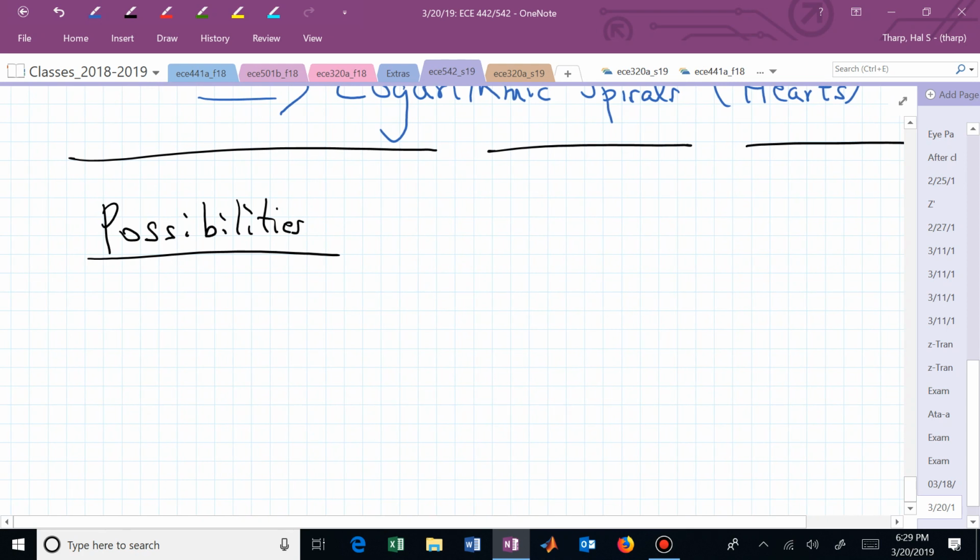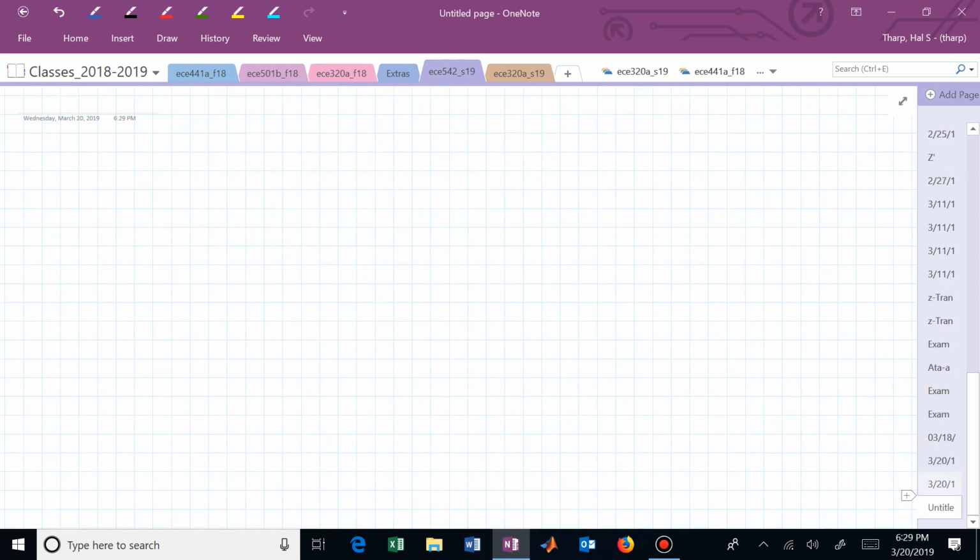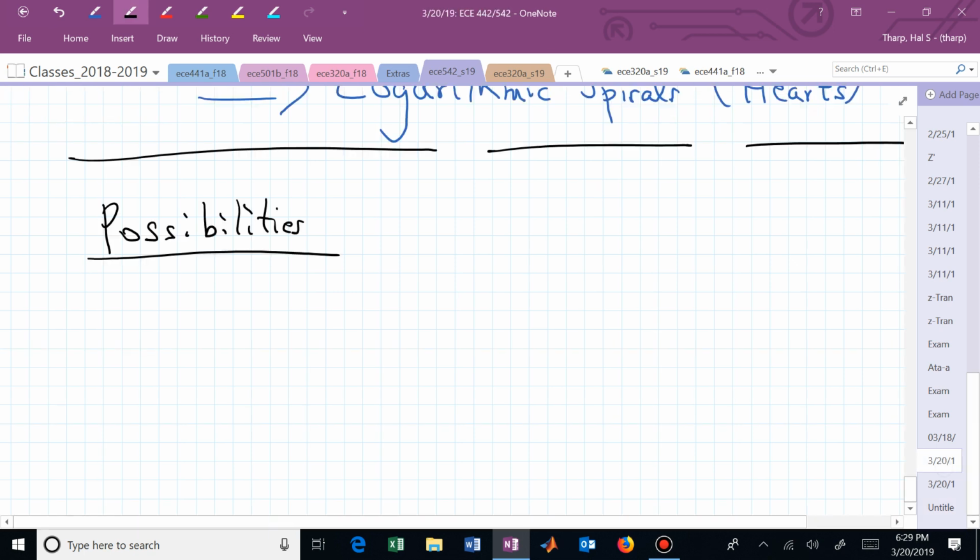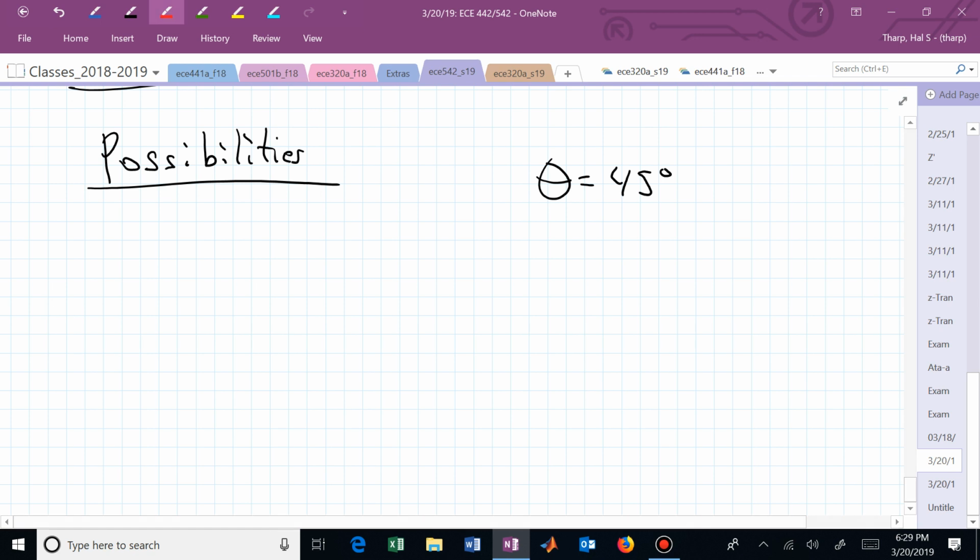Well, this isn't connected with possibilities. Maybe I want to add a page. Well, no, where are we? Right here. So theta equal to 45 degrees. That now corresponds to what? If we wanted to think of a right triangle, here's my right triangle, here's a side of 1 and here's a side of 1.